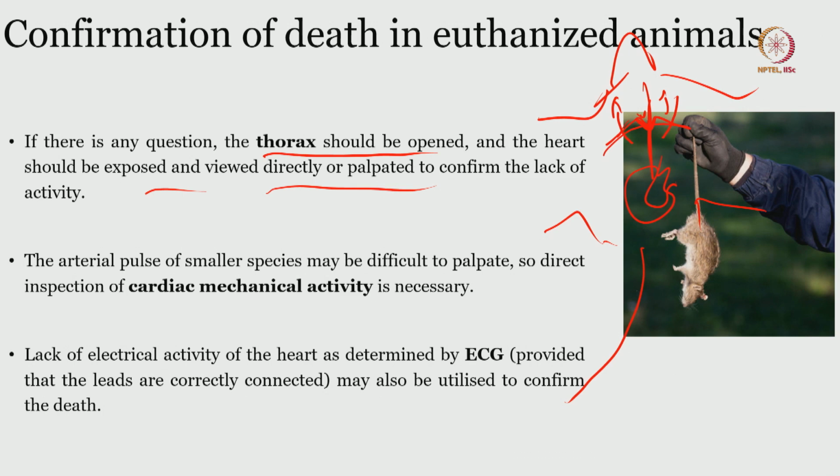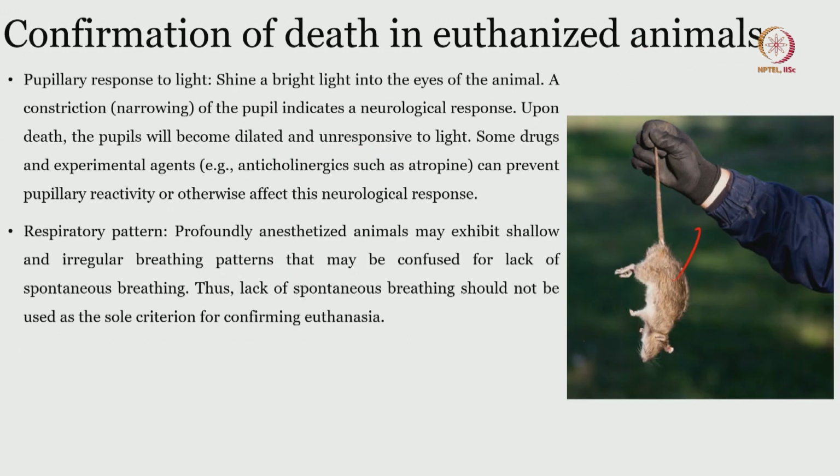Another way of confirming: arterial pulses are small and may be difficult to palpate, so direct inspection of cardiac mechanical activity is necessary, alright. And hence the reason why usually euthanasia is followed by organ harvesting. Not only does it confirm the death, it also allows for your histopathological analysis, alright. So, these are the other methods, and another sophisticated method is of course looking at the ECG monitor if you have a vital monitoring system. So, these are the different ways of confirming the death of a euthanized animal.